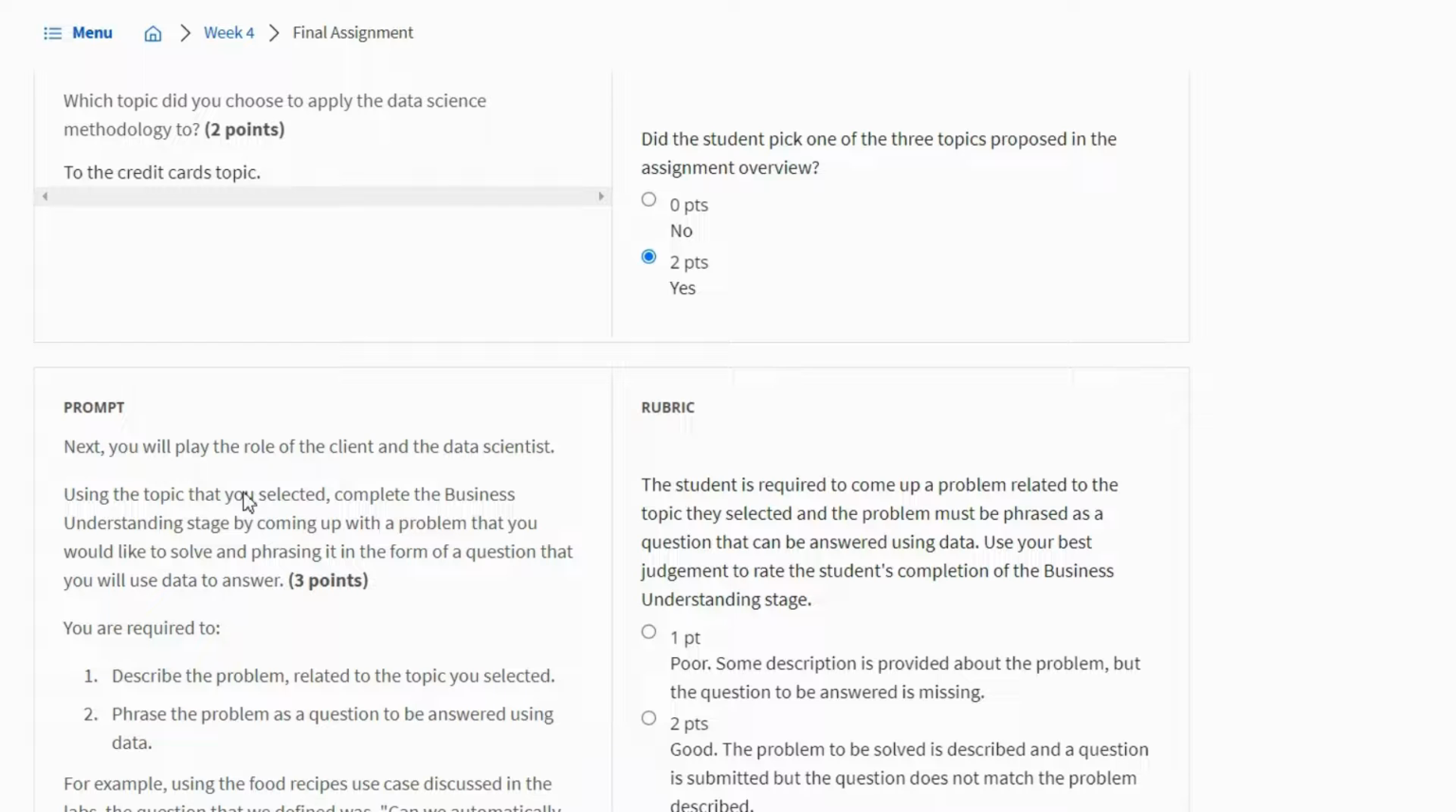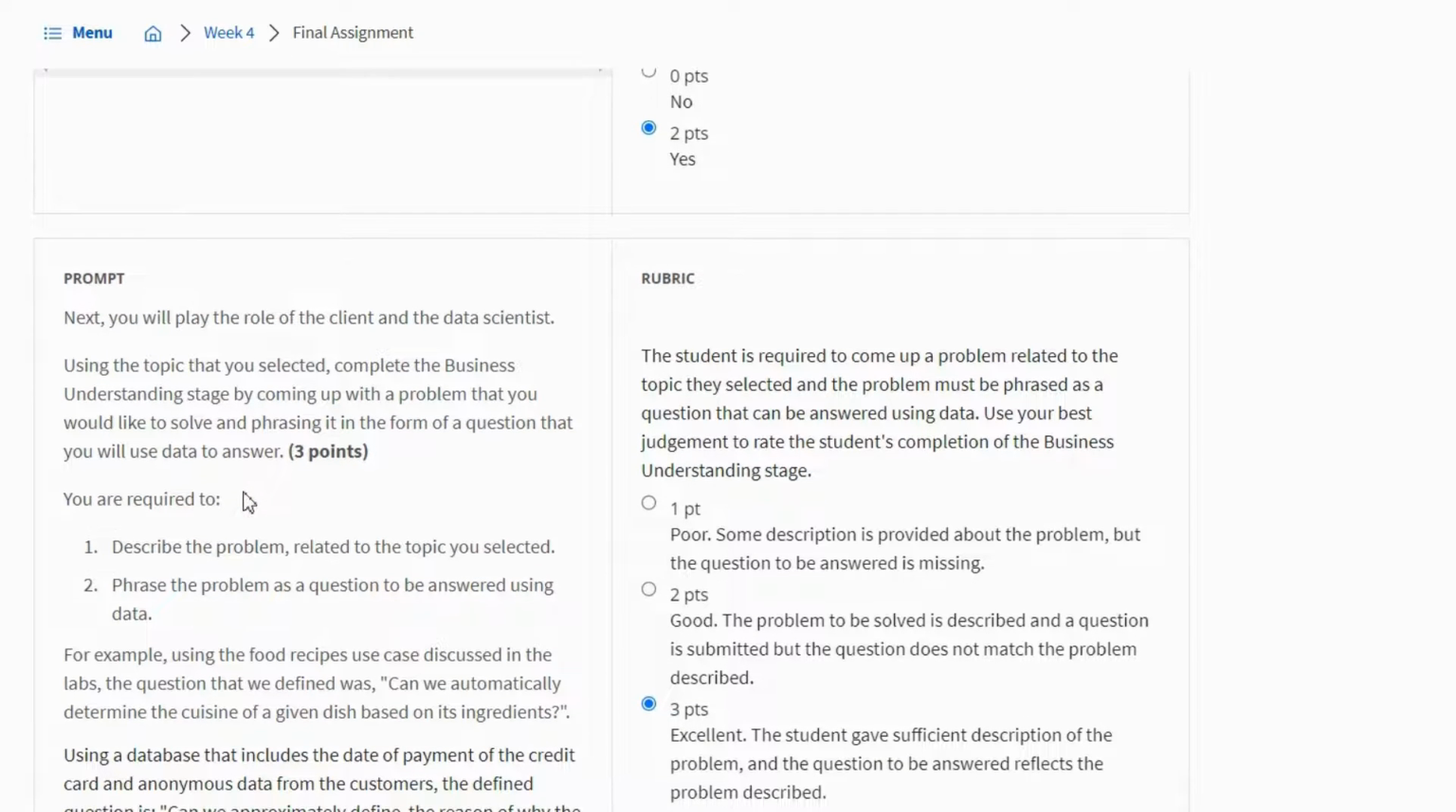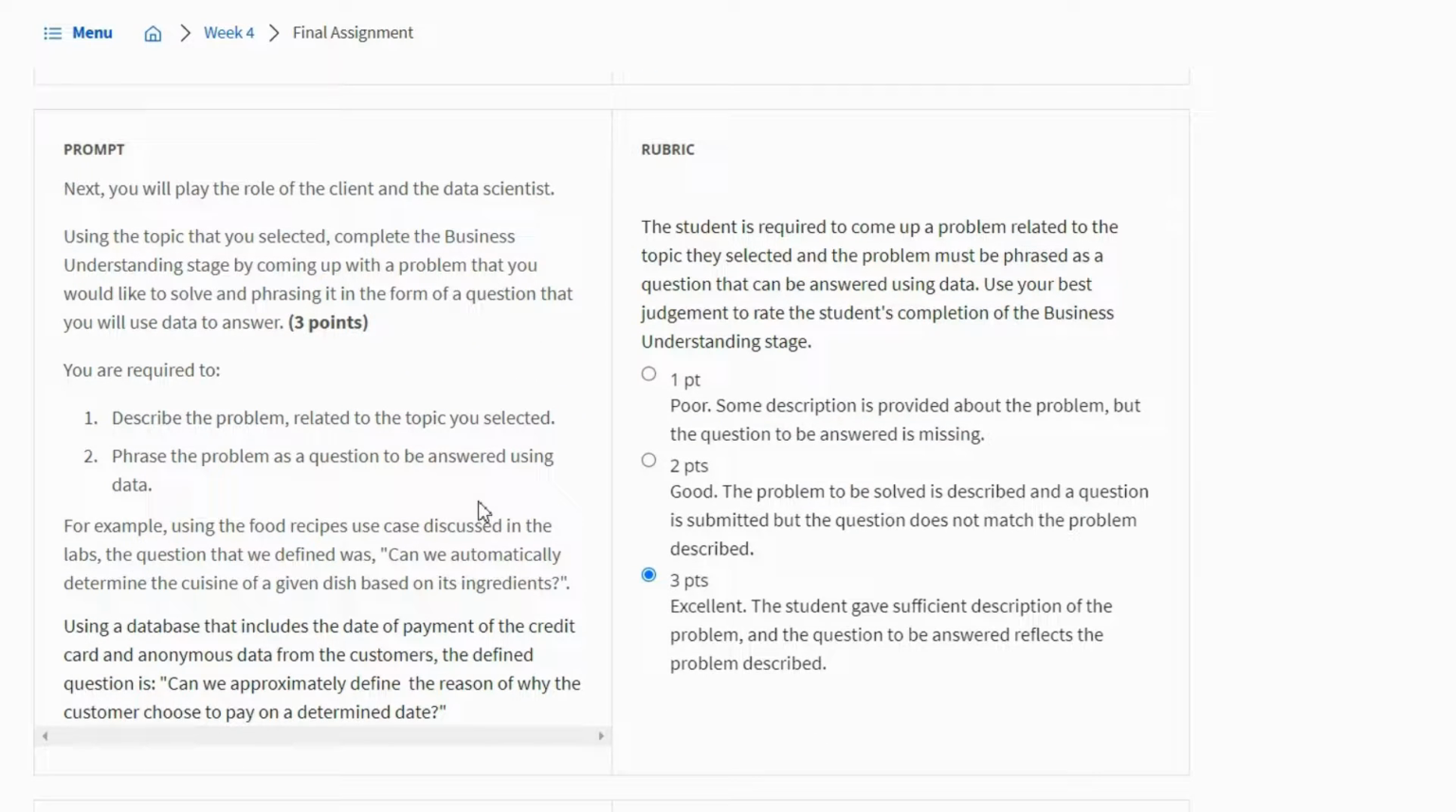For this you have 2 points that will be given to you. Next, the question is like you will play the role of the client and the data scientist. Using the topic that you have selected, complete the business understanding stage by coming up with a problem that you would like to solve and phrasing it in the form of a question that you will use the data to answer. So the first thing you have to do is describe the problem related to the topic you have selected. Second, phrase the problem as a question to be answered using the data.